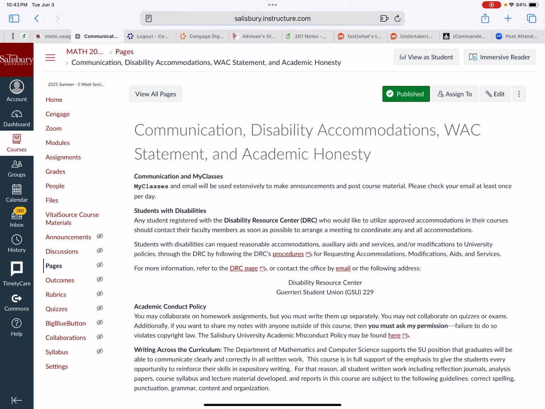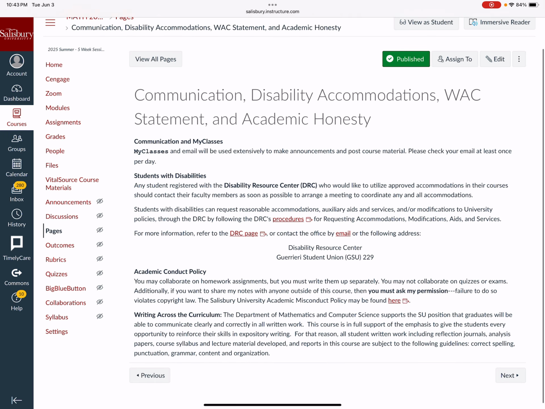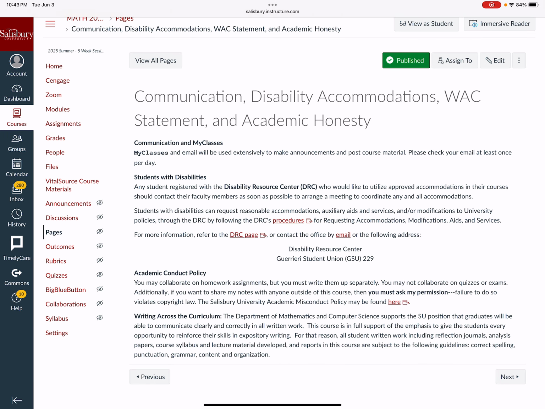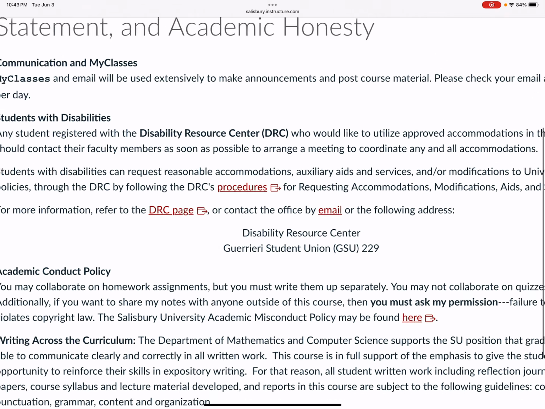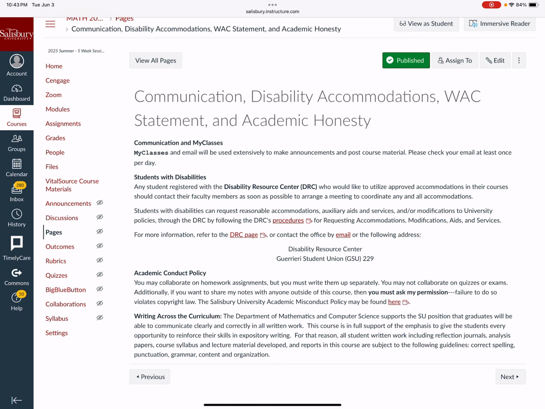I'll go over that many more times during class, so if you have questions, then please email me or ask me during class. Here's the statement about disabilities. If you have any sort of accommodation request, then please visit or contact the DRC at SU. I want to give you the accommodations you deserve, but I need to have that paperwork.